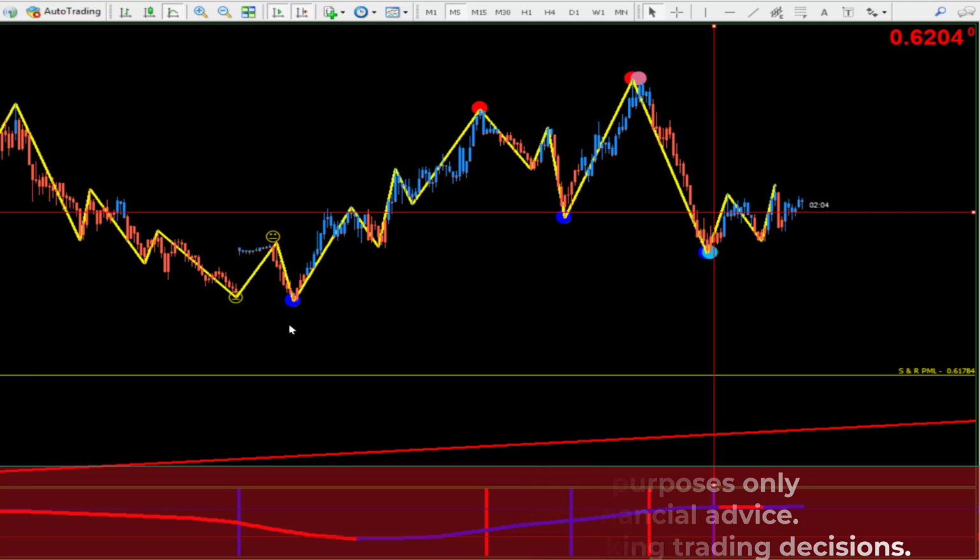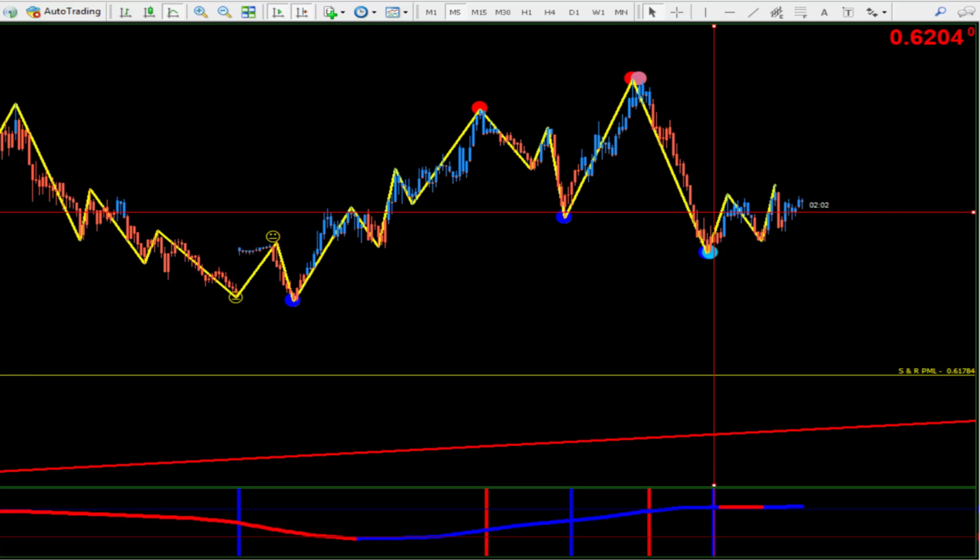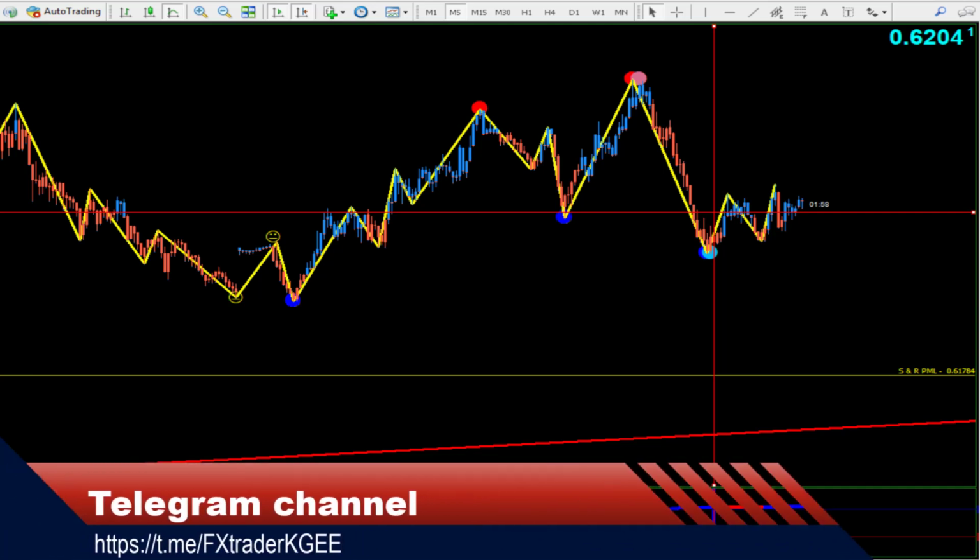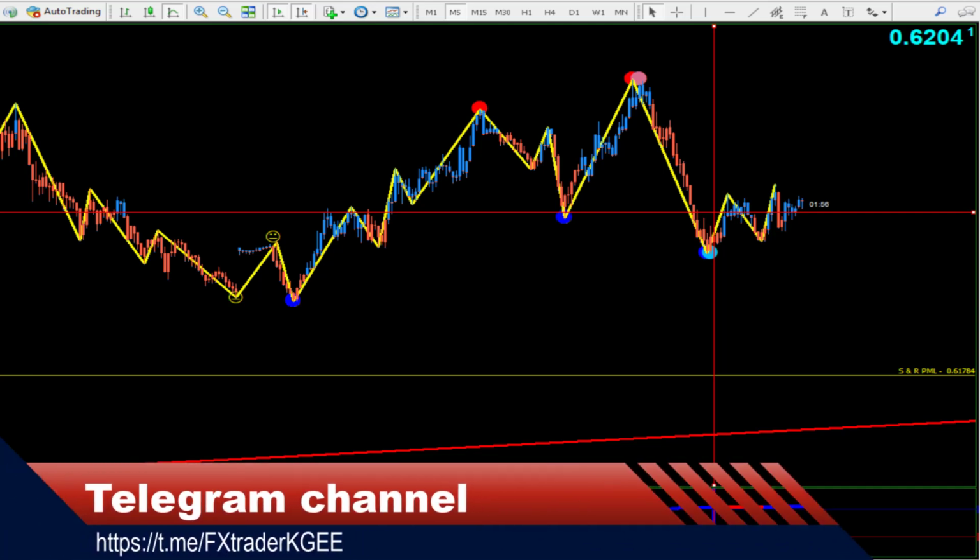So currently these are the two trade opportunities or trade signals that we have, and if there are any more, I'll be dropping them in the Telegram channel.